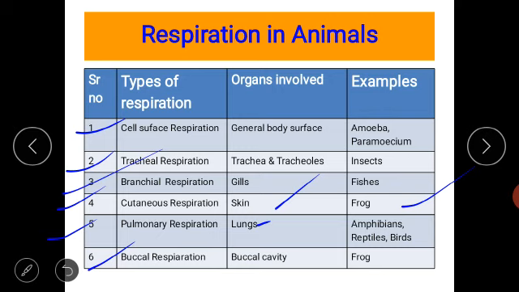Through skin, the frog can respire underwater, and through the buccal cavity and lungs. On land, it can breathe through the buccal cavity and lungs, and whenever the frog is in the developing stage, the baby stage, which is generally termed a tadpole, at that time it breathes with gills. So three-way respiration can occur in the case of the frog.